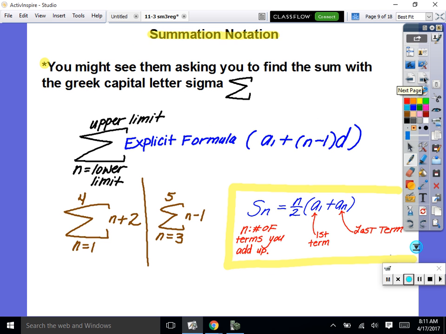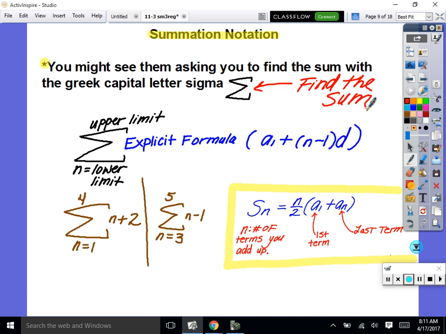Okay, so here is summation notation. Pay attention because this is where people start to get a little confused and it's not any harder. But you can get confused in what it's saying. So summation notation literally just means find the sum. So you might see them asking you to find the sum, like we were just doing, by using the Greek capital letter sigma. So this literally just means find the sum. It's a summation sign. So just like what we were doing, it's just not writing out the plus signs, it's saying it in like a shorter way.